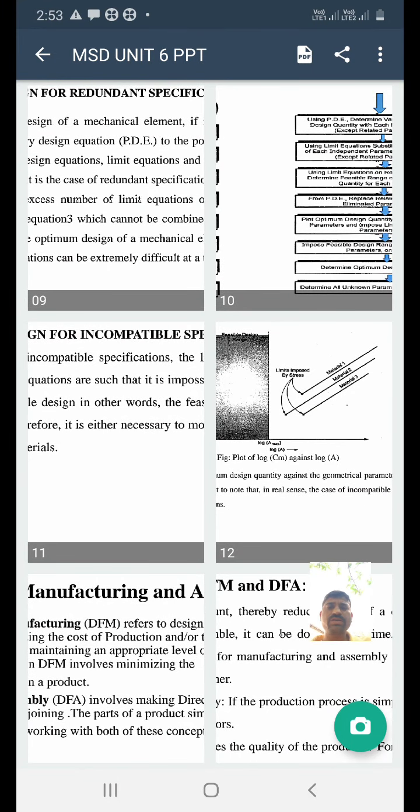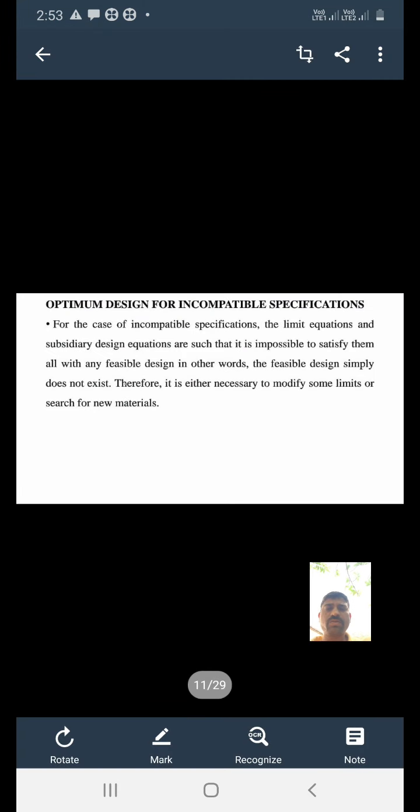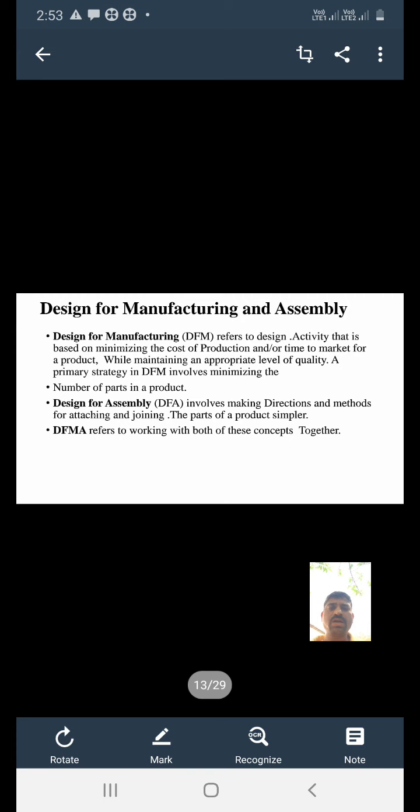Then next we'll see the next PPT on unit number 6. I have made some PPT again from unit number 6. Okay, the next part, all of you got that numerical on the primary design equation, secondary design equation, and third, the limiting equation.